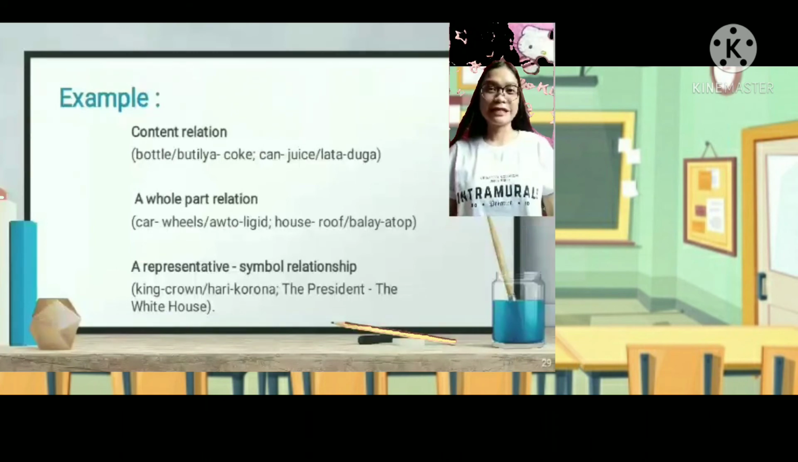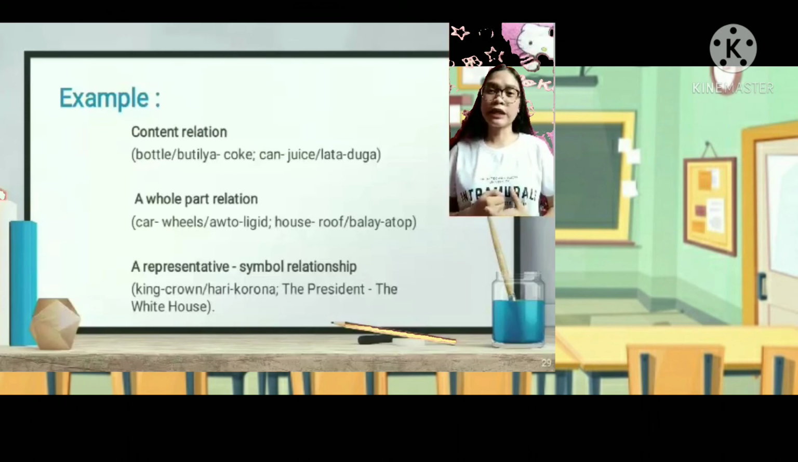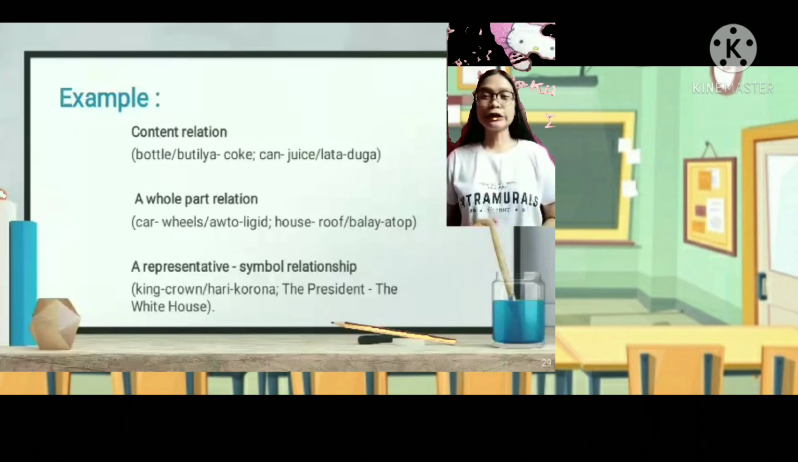The second is a whole-part relation. For example, car and wheels, in Cebuano auto ug ligid. So when we think of a car or auto, we all know that it has wheels or ligid. Another example is house and roof, in Cebuano balay ug atop. When we think of house or balay, it should have a roof or atop. In other words, we can see the relation as a whole.